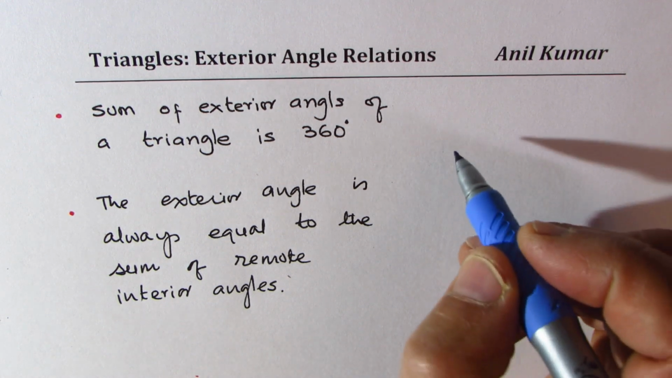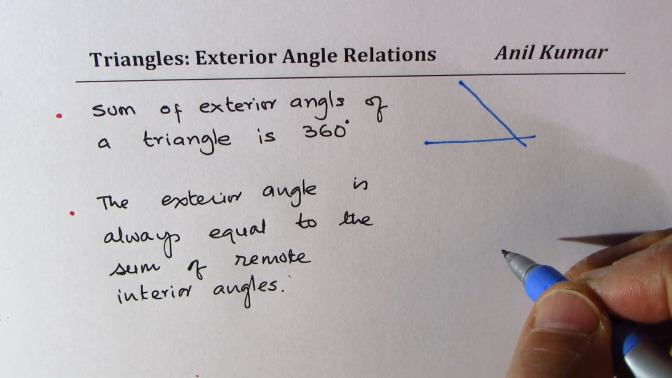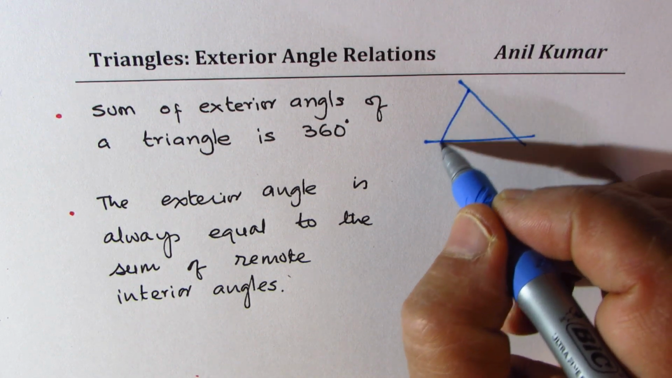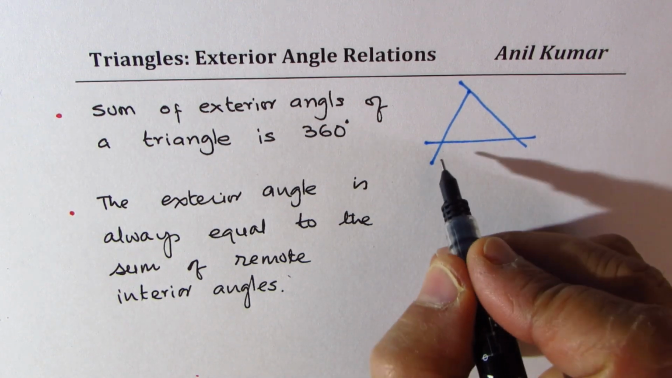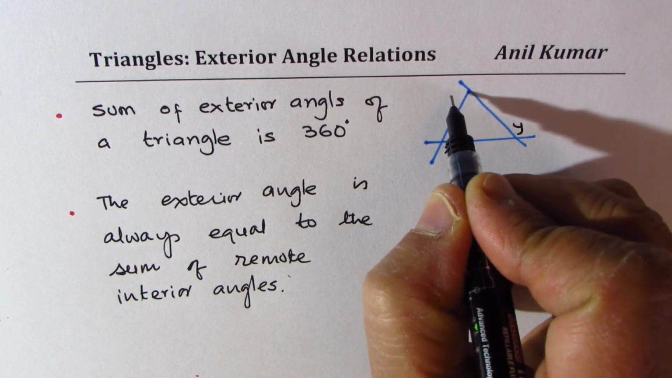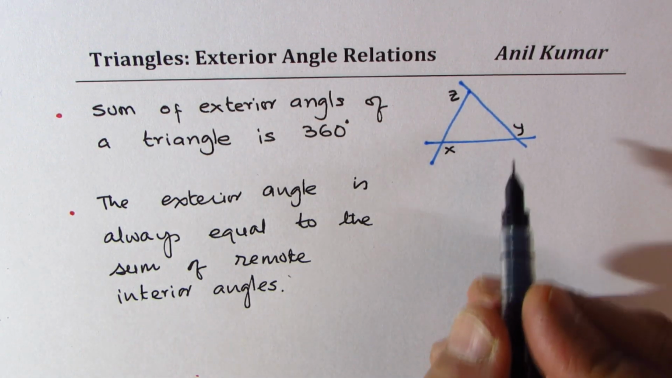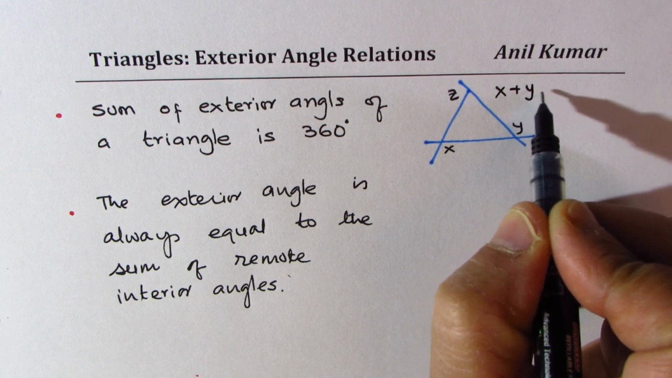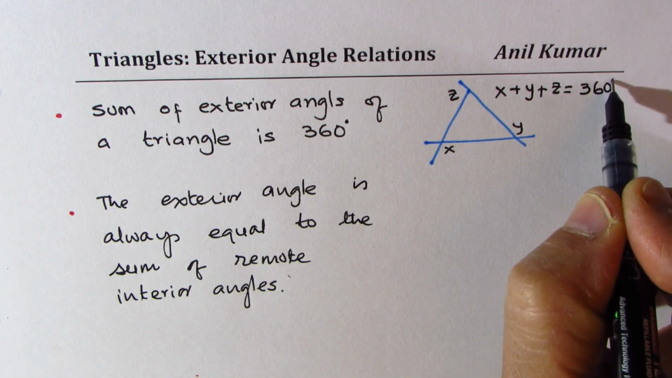So what I'm trying to say here is that if I make a triangle, let's say something like this. In this triangle, we'll call that an exterior angle. And then let me extend this side like this. Let us say that the angles which the triangle forms are X, Y, and Z. So these are the three exterior angles. What we're trying to say here is that the sum of the measures of angles X plus Y plus Z is always equal to 360 degrees.